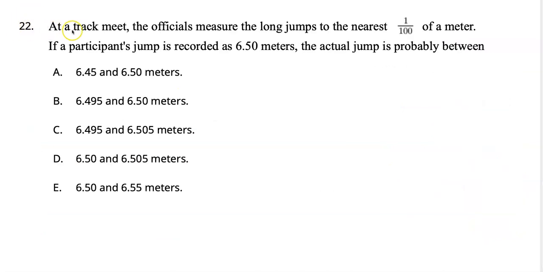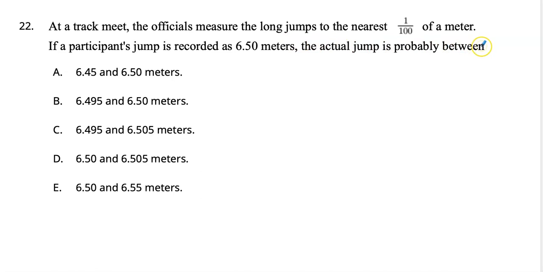Question 22. At a track meet, the officials measure the long jumps to the nearest 1/100th of a meter. If a participant's jump is recorded at 6.50 meters, the actual jump is probably between which one of these numbers?